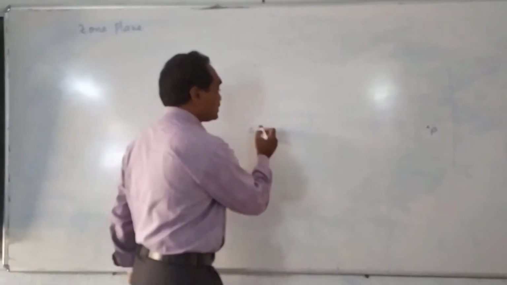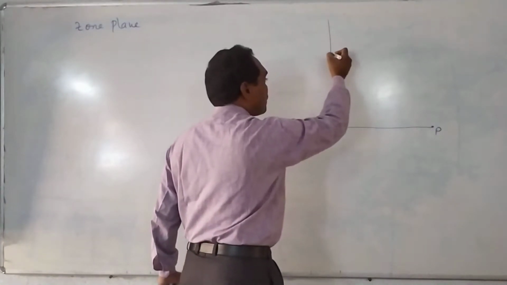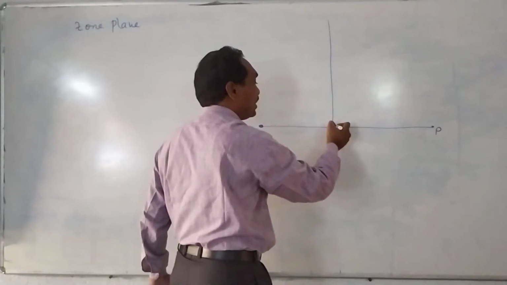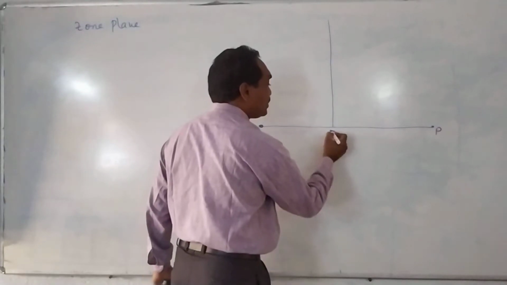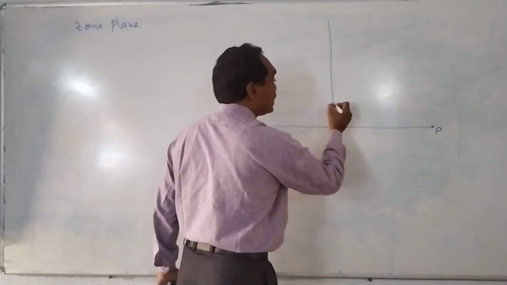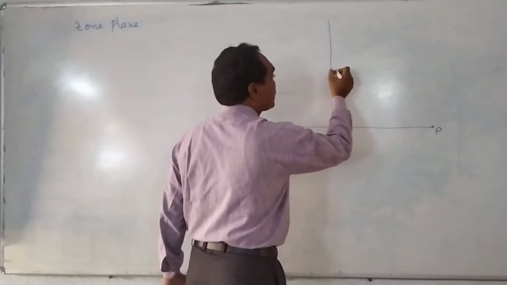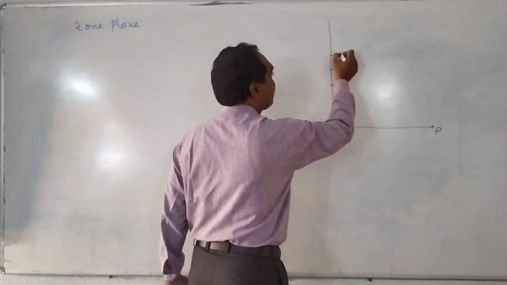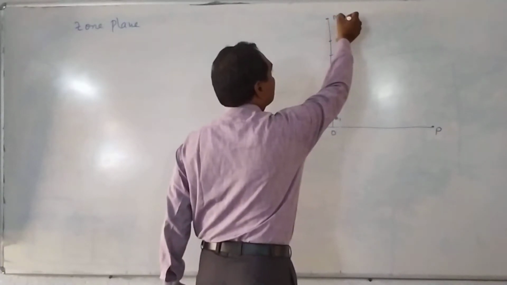Now in the center, this is the center, of course. So this is what I am assuming as the cross section of the zone plate. This is the central zone plate. We know this is M1, this is M2, this is M3, this is M4, this is M5, this is M6, and the last one is Mn.